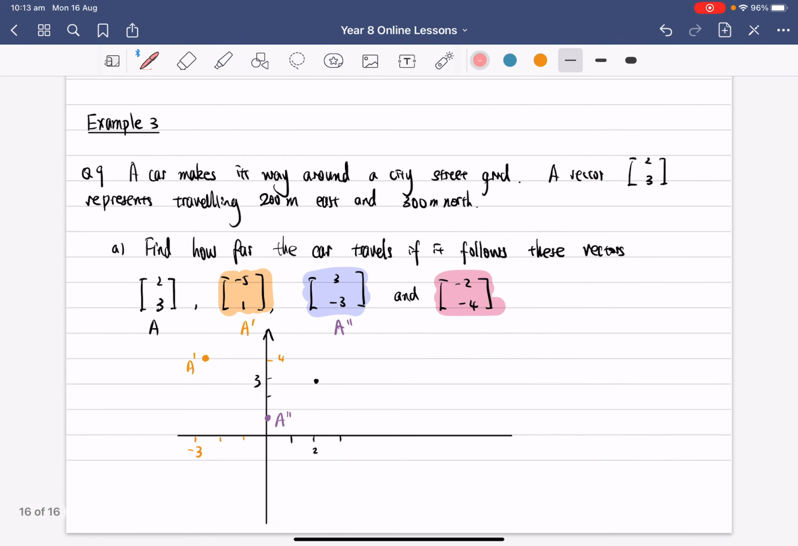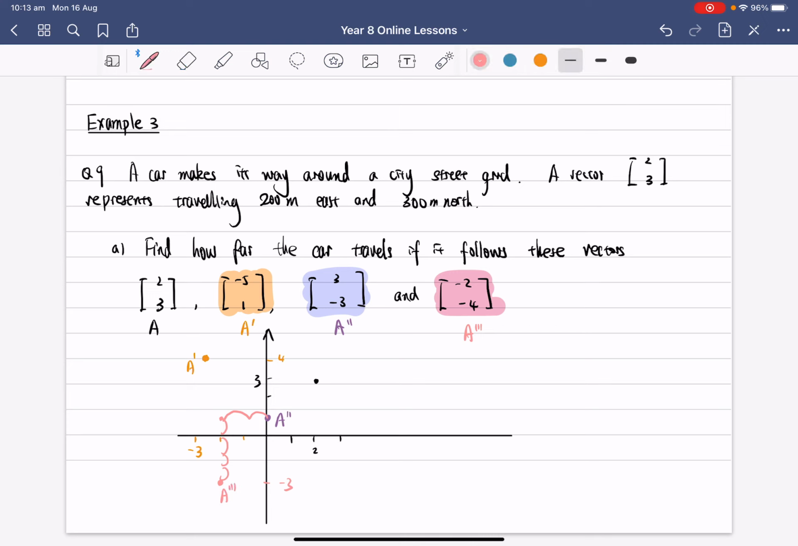Starting from here, -2 means we're going to the left by 2 units, so that's 1, 2. Then going down by 4, that's 1, 2, 3, and 4. So that's -3 here. That's now the final position of the car, the triple dash, and this is how far the car has traveled.